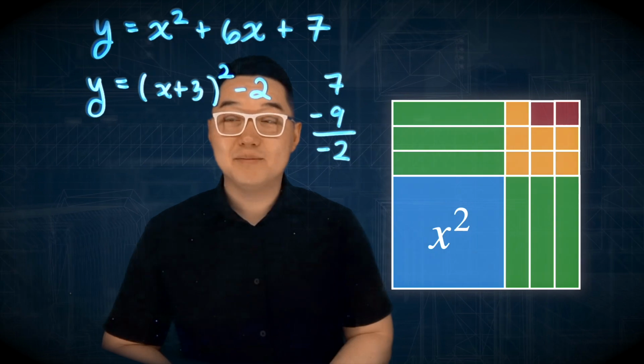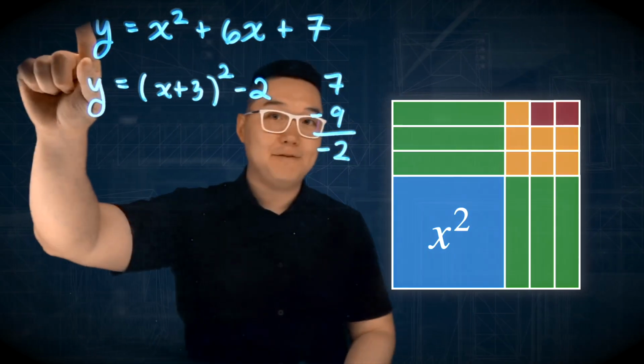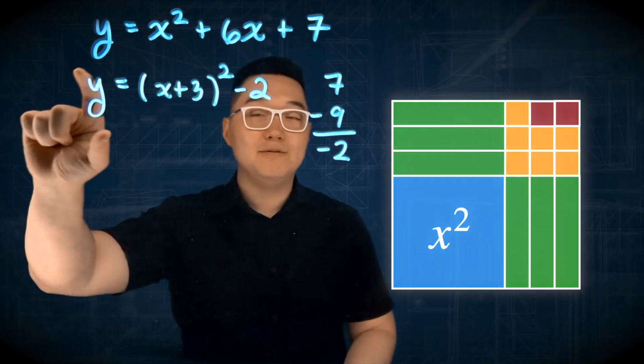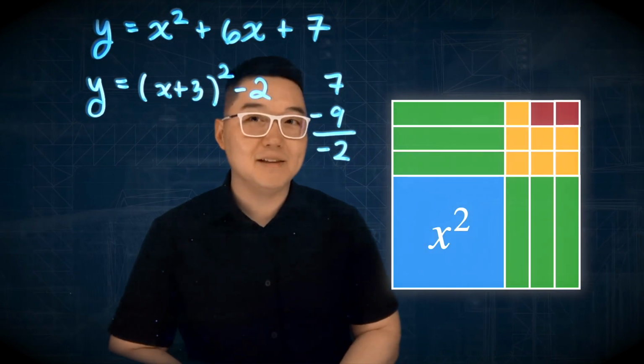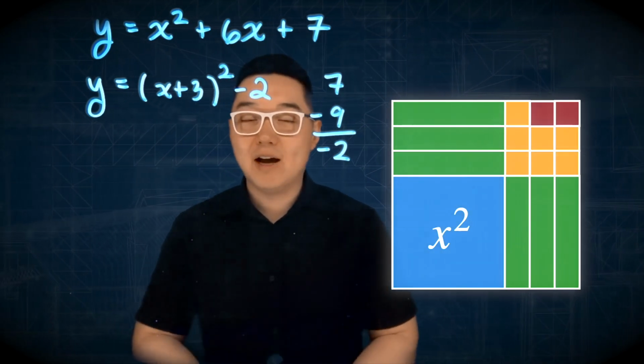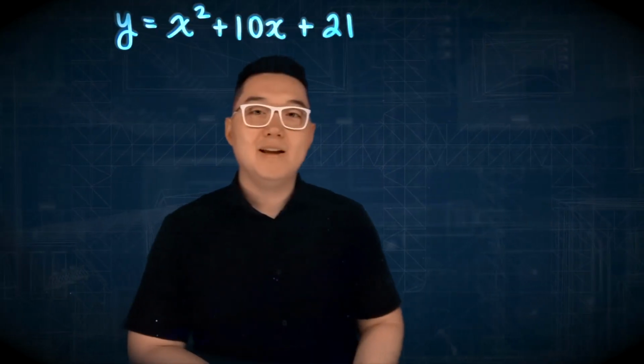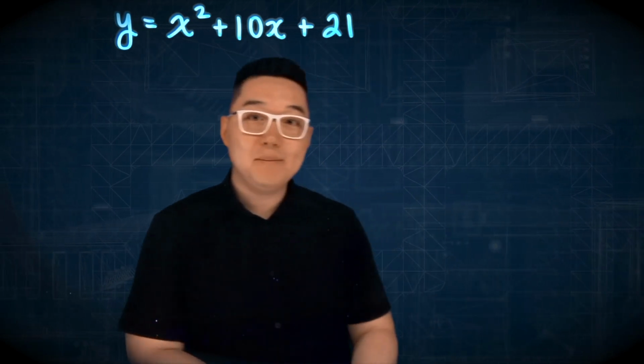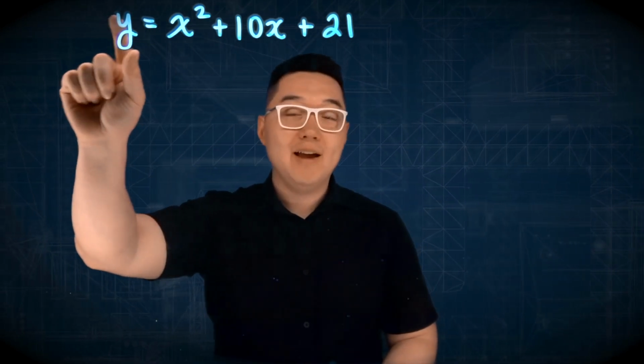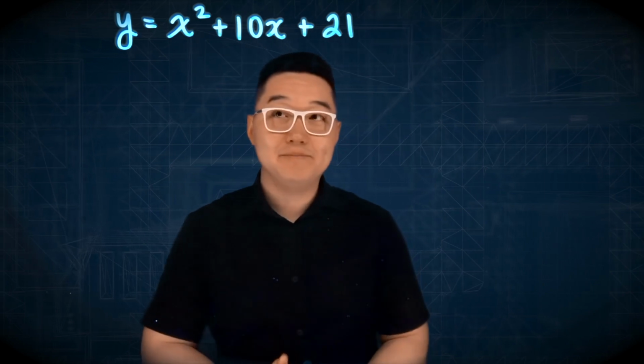And there you go. We just turned another quadratic function in standard form into vertex form by completing the square. Let's try one more example. Here's one more example of a standard form, and we're going to turn that into vertex form. So let's complete the square.